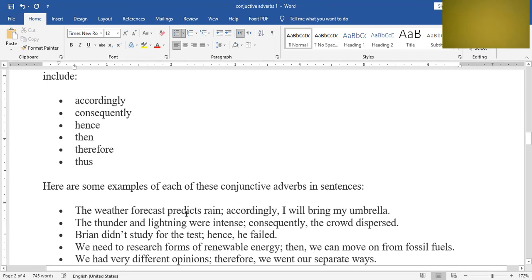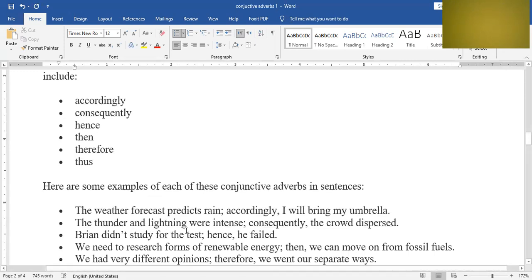The weather forecast predicts rain. Okay, an independent sentence. It just tells me that it will rain. Accordingly, I will bring my umbrella. You see? So the first is the cause. Why will you bring your umbrella? Because the weather forecast predicts rain. So we say, because it will rain, accordingly, I will bring my umbrella.